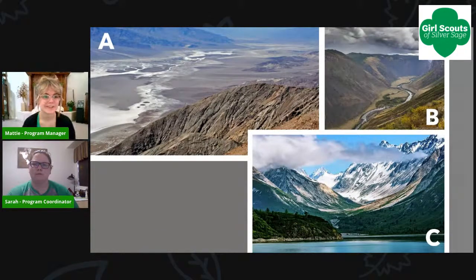The first one, A, is caused from an earthquake, flat valley, steep sides. B, from a river, steep sides. Or C, from a glacier, but U-shaped valley? So we are going to continue on. I'll tell you what the answer is in a moment here.